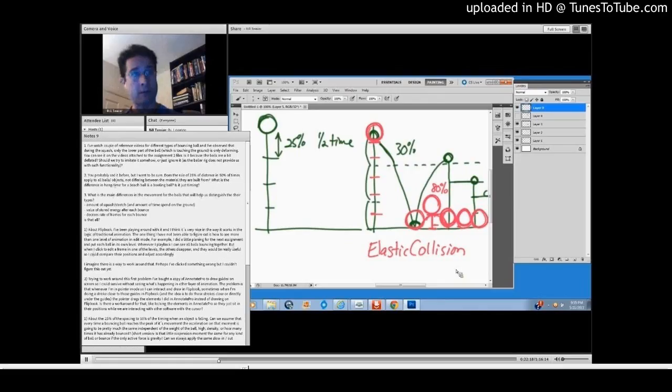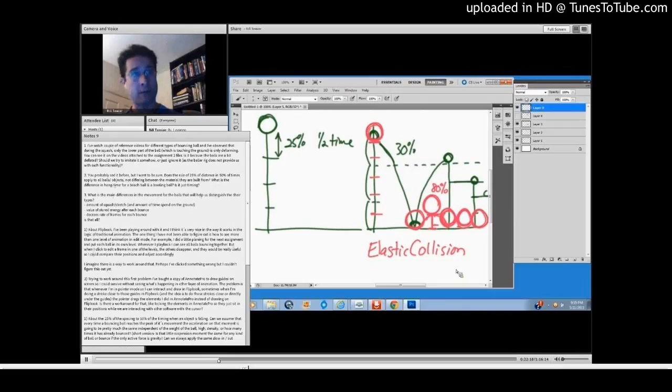Okay, are there any questions on that topic, or we'll move on to the next one? I think somebody else asked the same question in a different way. So, what is the main difference in the movement for the balls that will help us distinguish their types? Amount of squash stretch, amount of time spent on the ground, value of stored energy after each bounce, decrease rate of frames for each bounce.